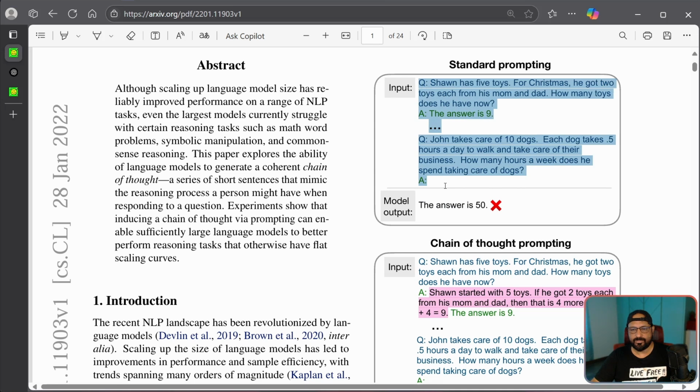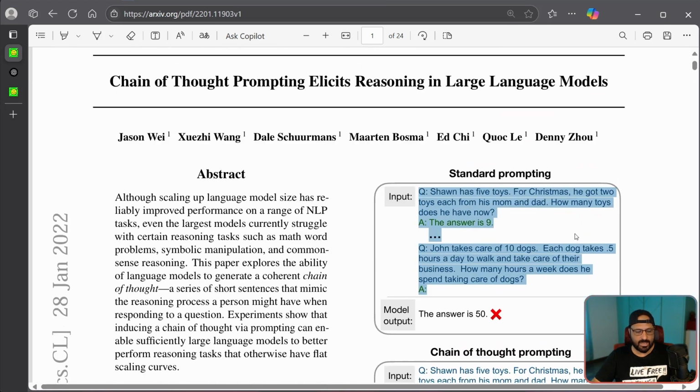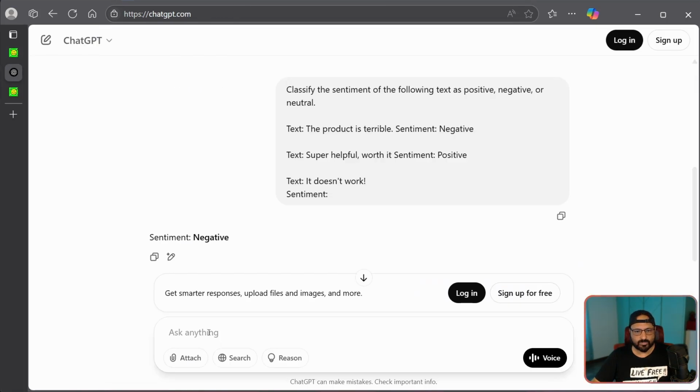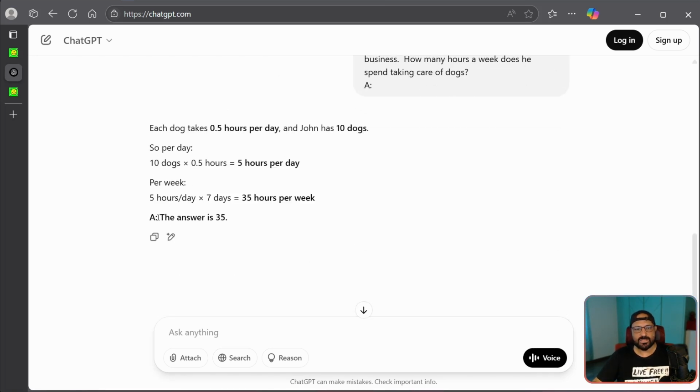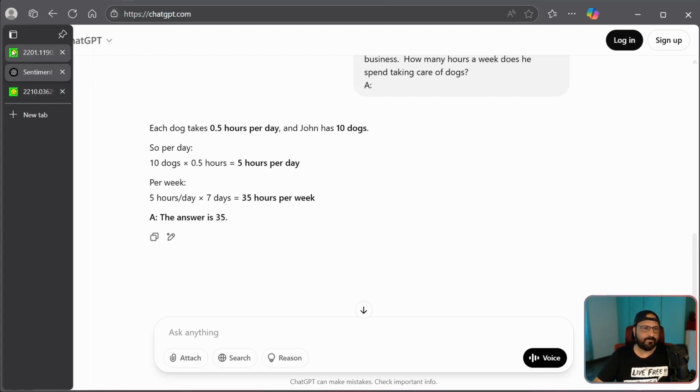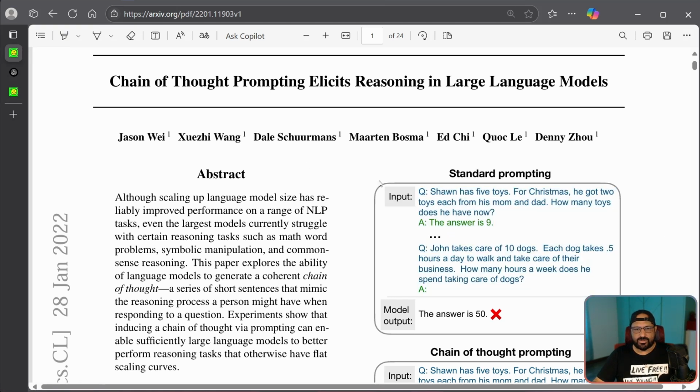So let's try this. This is standard prompting. I'm not giving chain of thoughts. The answer we expect is 35. I'm just pasting it, standard, and let's see. Now see, the answer is 35. Why? Because chain of thoughts is already doing it. It's breaking it down, see, calculated per day and then per week. This is because this method or mechanism of chain of thoughts is already built into modern models. Okay, so this is chain of thoughts.